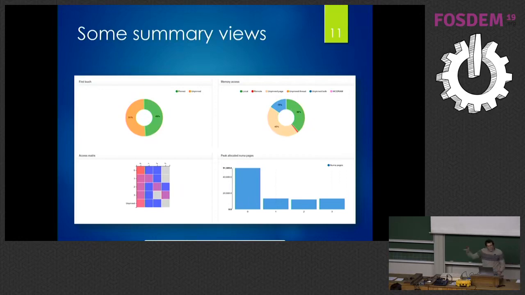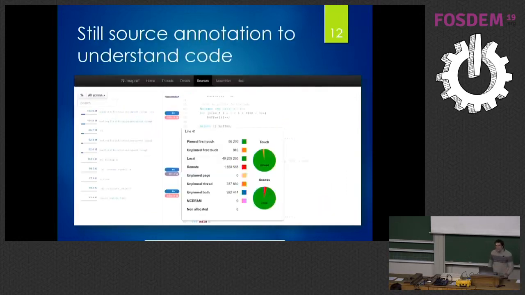So you have a lot of charts like this in the tool, so I just show one. And again, the source annotation with some details. If you put your mouse on the annotation, you get all the details of the accesses you are making on this line. So you can really dig into the thing and try to understand what happened.